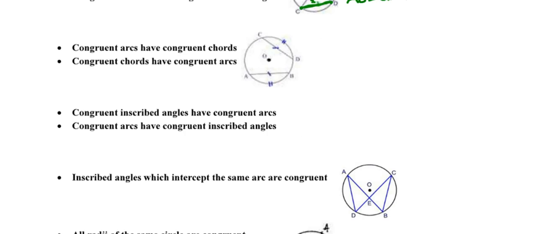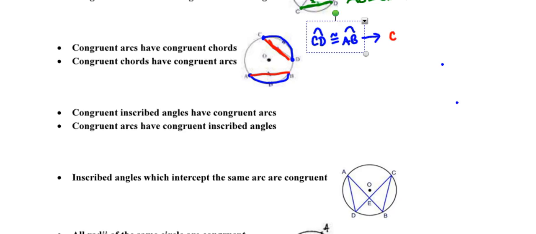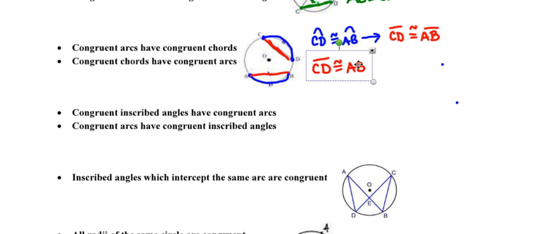It says congruent arcs have congruent chords. So in other words, when those blue arcs between CD and AB are congruent, their chords, which are chord CD and chord AB, have to be congruent as well. So again, when arc CD is congruent to arc AB, we know that chord CD is congruent to chord AB. And the reverse of that is true as well. When the chords are congruent, we know that as a result of that, the arcs have to be congruent as well.